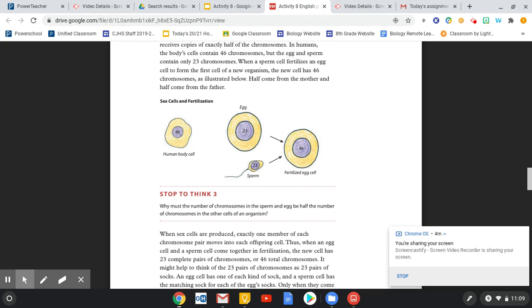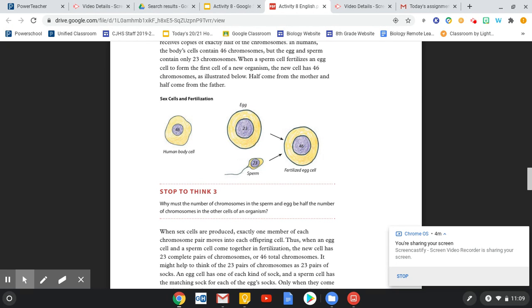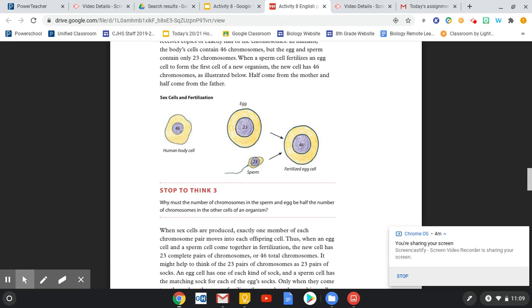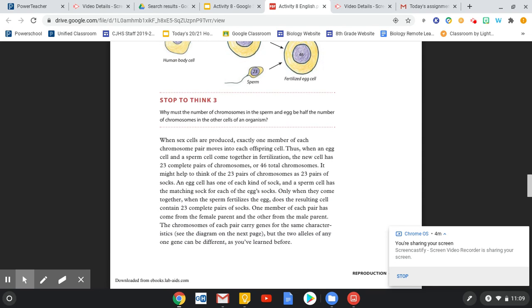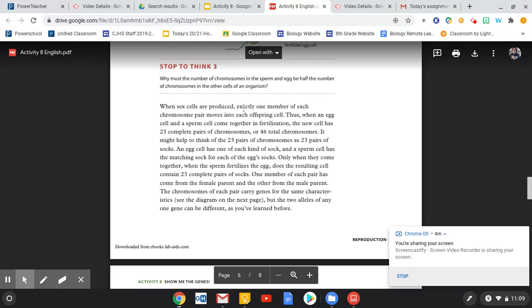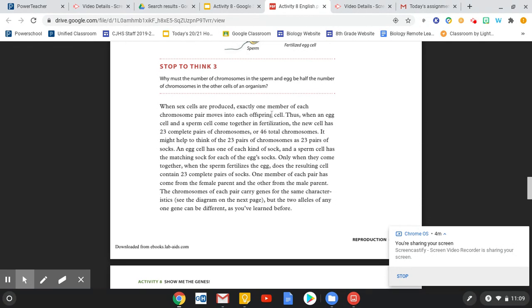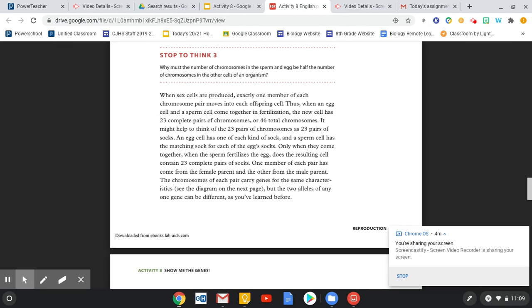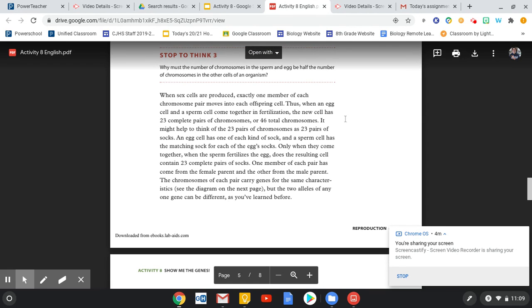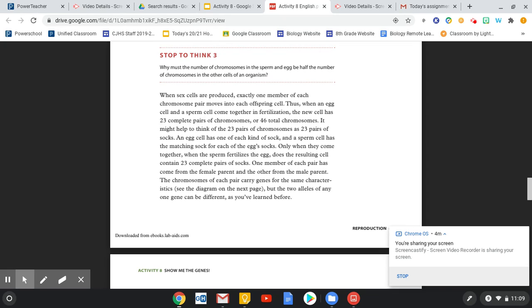And I know this gets a little confusing, and there's all kinds of stages we're going to be talking about. So in this section, in activity 8, you're going to have a couple of practice assignments that are required. I'm not just doing one choice board. I'm requiring multiple types of practices and modeling because this section is a little confusing. When sex cells are produced, exactly one member of each chromosome pair moves into each offspring cell. Thus, when an egg cell and a sperm come together in fertilization, the new cell has 23 complete pairs of chromosomes, or 46 total chromosomes.